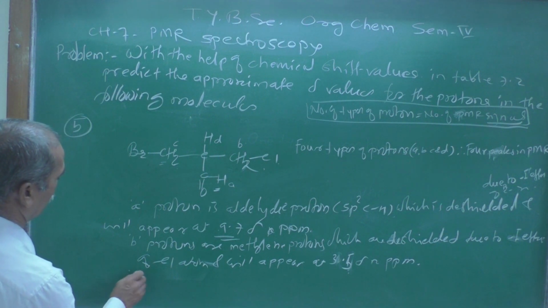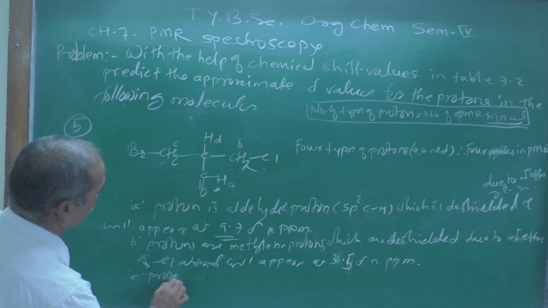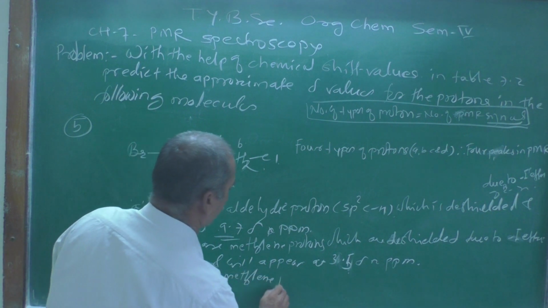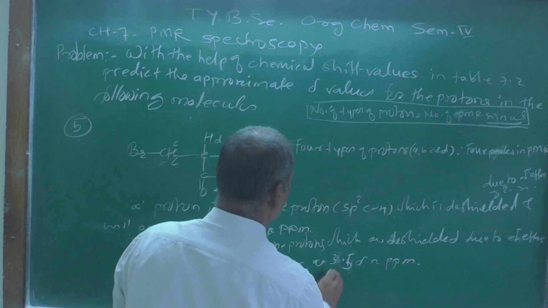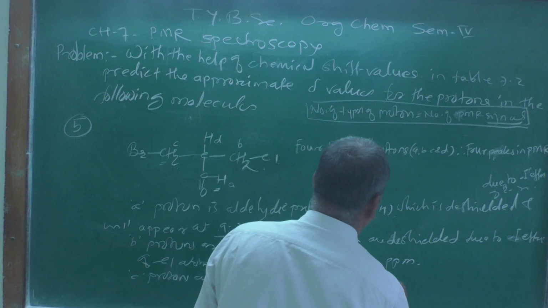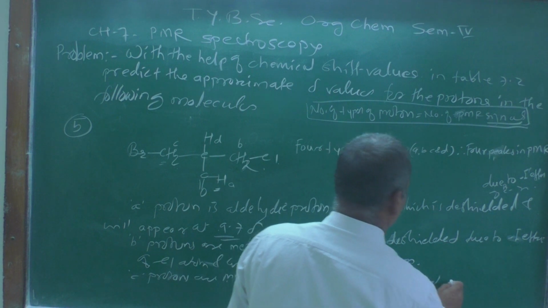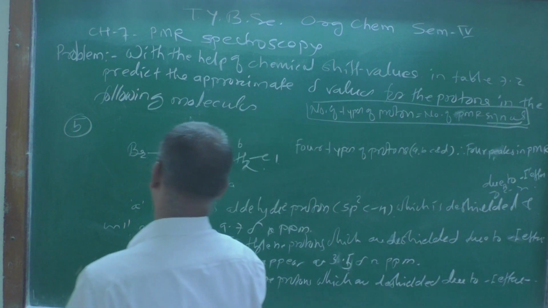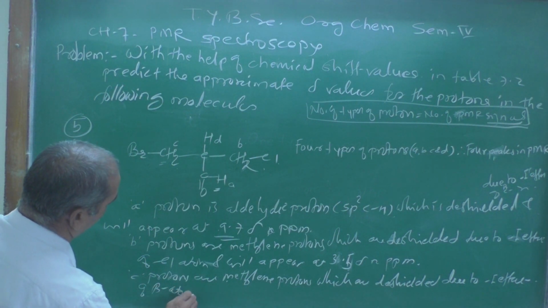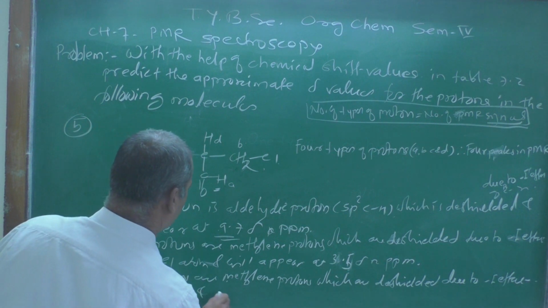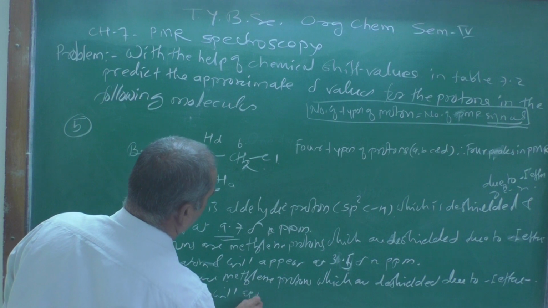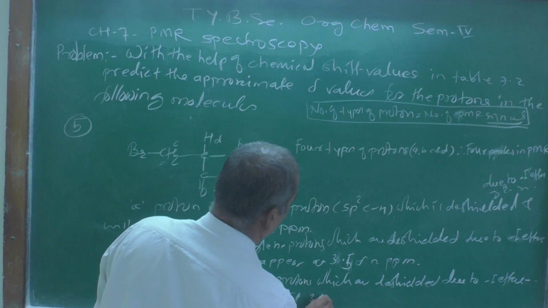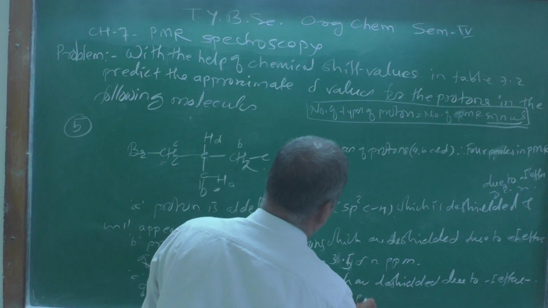Now C protons are methylene protons which are de-shielded due to the minus I effect of the bromine atom, and the absorption will appear at 3.3 delta or ppm.